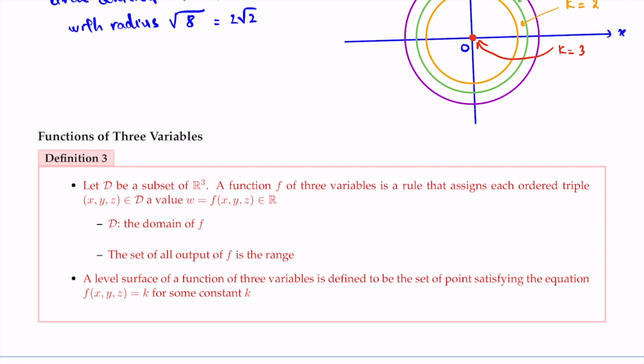So the level surface of a function of 3 variables is defined to be the set of points satisfying the equation f of x, y, and z equals k, where k is some constant that you can choose to visualize the level surfaces. In the next lecture, we're going to look into the calculus of functions of several variables.